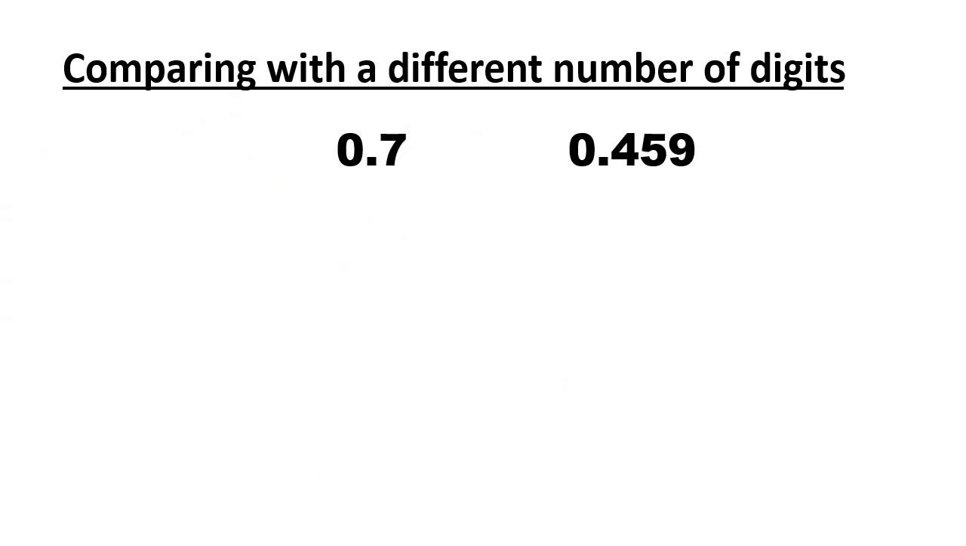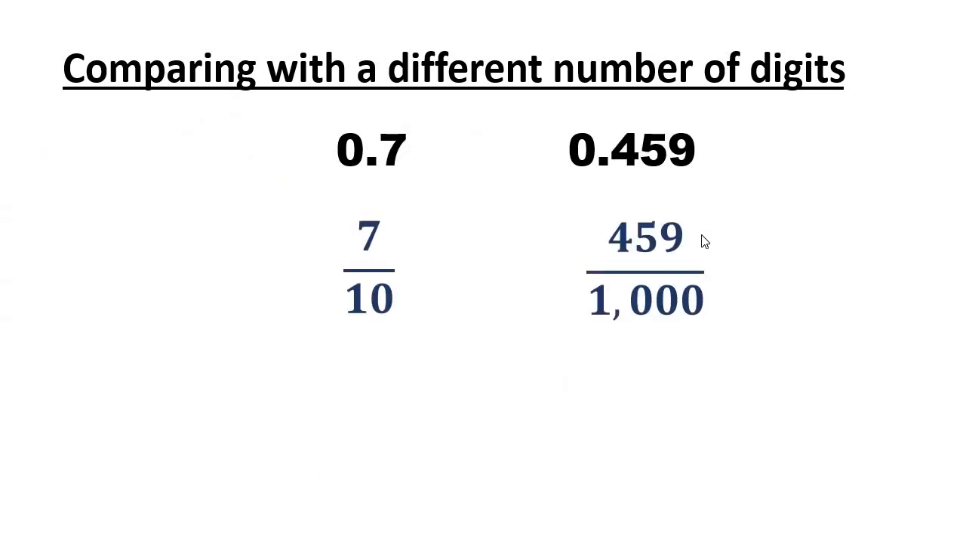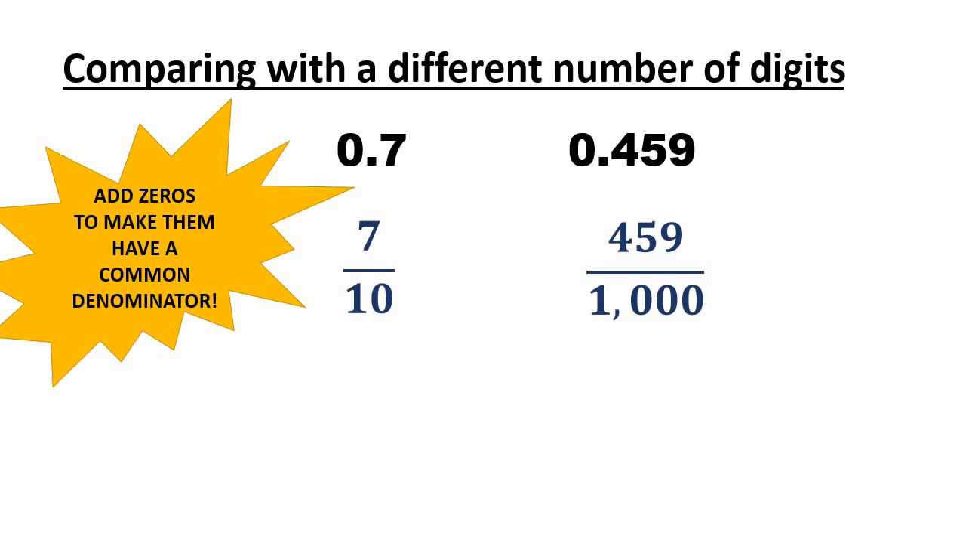Let's try another example. We're comparing 7/10 to 459 thousandths. Now, a lot of students would think, just looking at those two, that the number that has more digits is automatically bigger, but that's really not true. Don't get tricked by that. Just because something has more digits doesn't mean that it's larger. It all has to do with place value. So since these have different denominators, they have a different number of digits after the decimal point, we're going to use our 0 trick. Add zeros to make them have a common denominator.